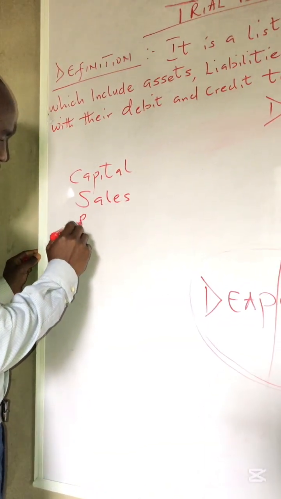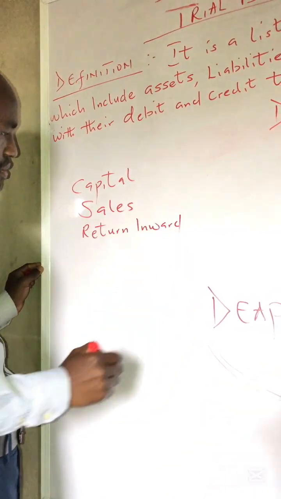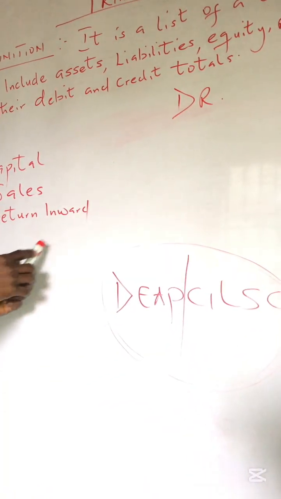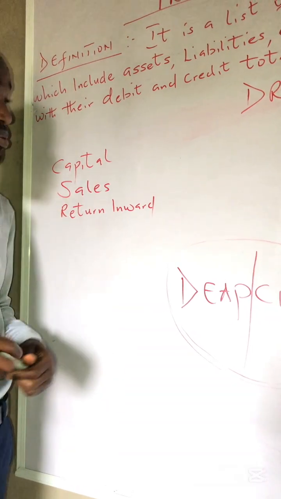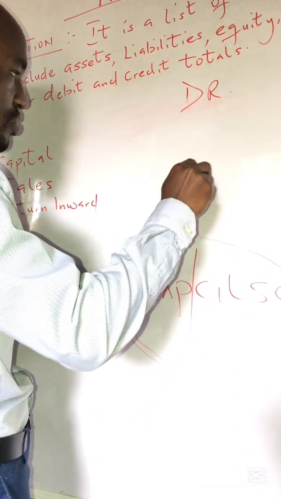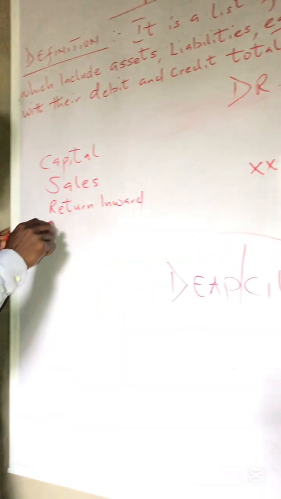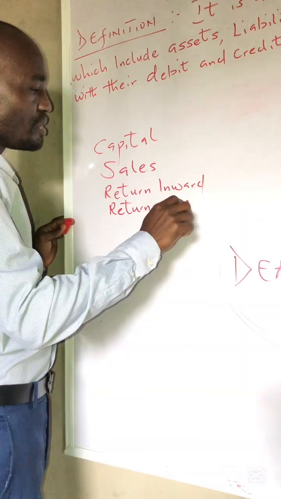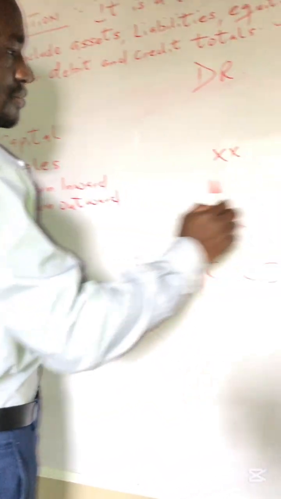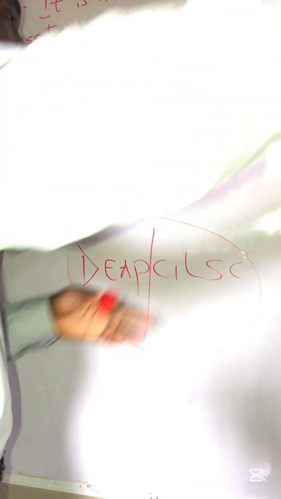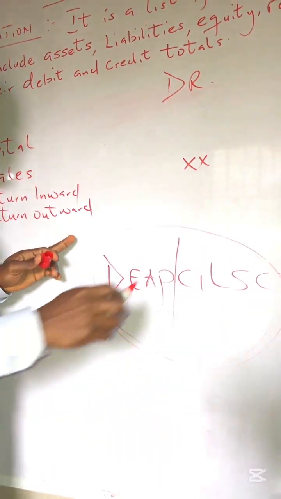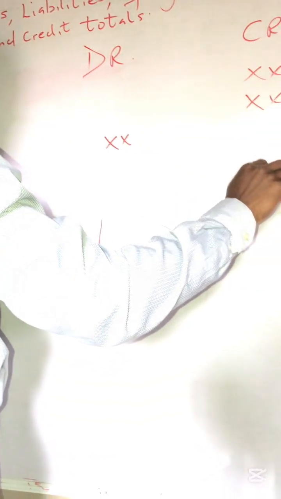Maybe we have something like return inward, the goods that your customer returns to your company. Return inward will be at the debit side. Return outward, the goods that you return to your supplier, will be at the credit side.